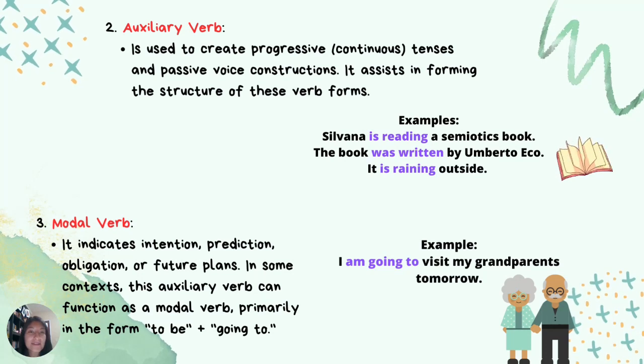And the last function of this verb is as a modal verb. It indicates intention, prediction, obligation, or future plans. In some contexts, this auxiliary verb can function as a modal verb, primarily in the form to be plus going to. For example, I am going to visit my grandparents tomorrow.